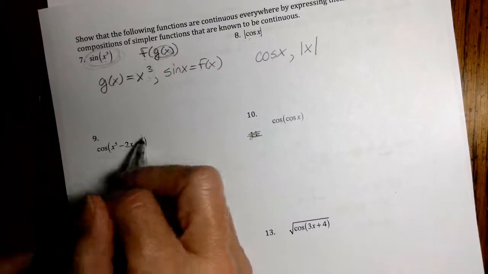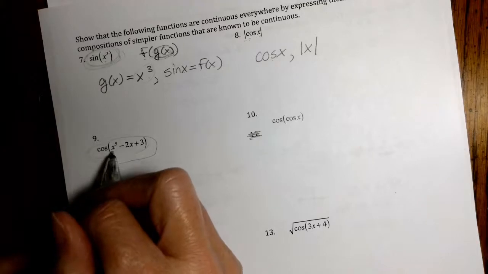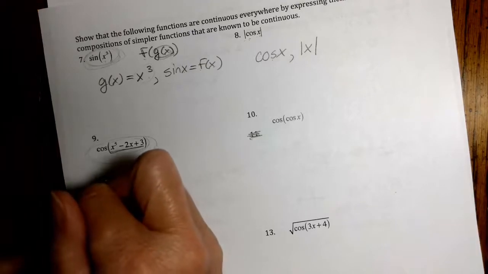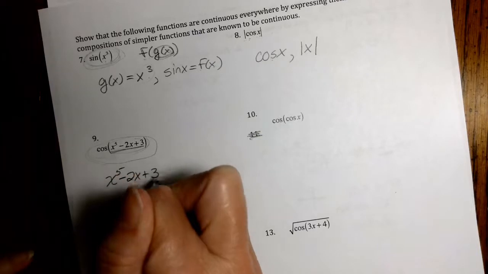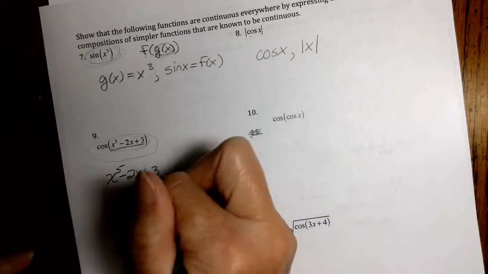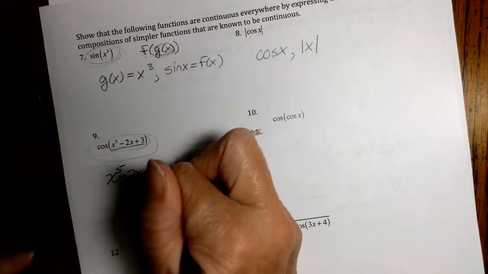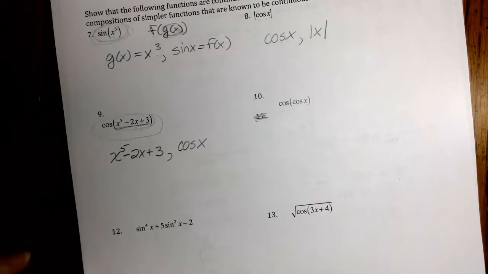Little problem here. The next composition is cosine of, and we have a polynomial. Well, we know any polynomial is continuous. So I'm going to say what is done first is the polynomial. That's a known continuous function. After I know the value for the polynomial, I would then take its cosine. So the cosine of x is the next known continuous function.